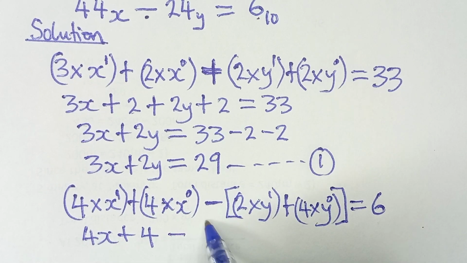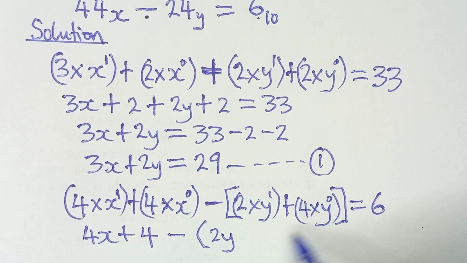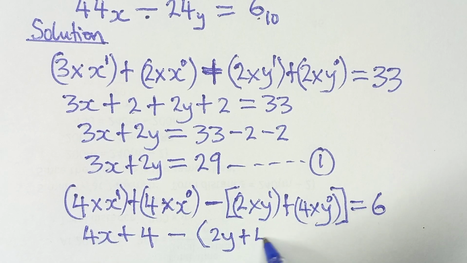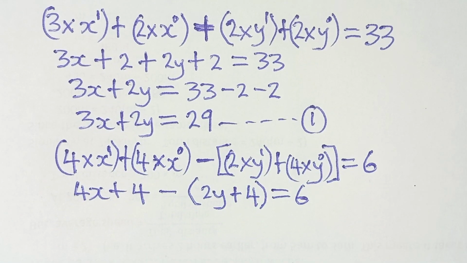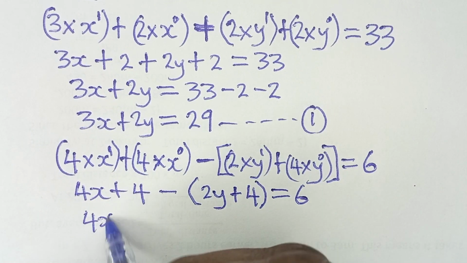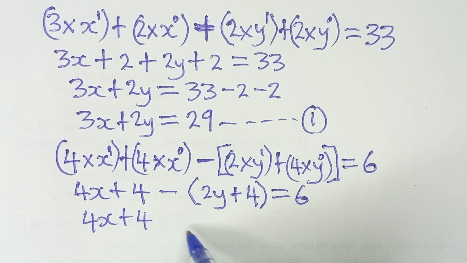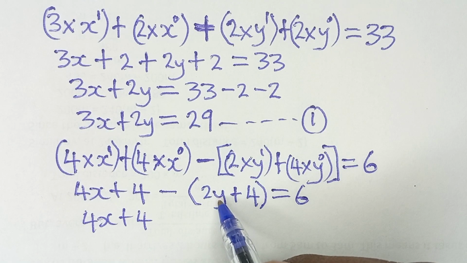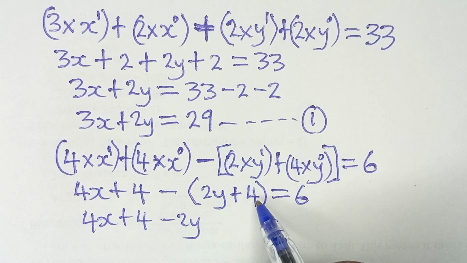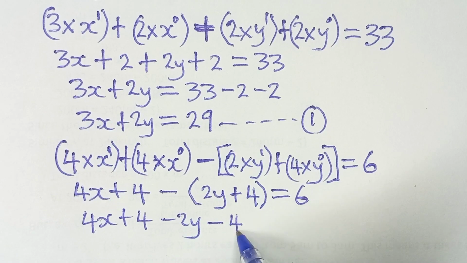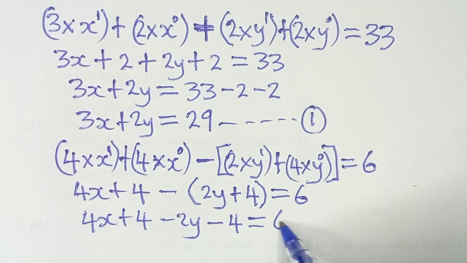And then minus 2y, that is what we'll have there, 2y, and then plus 4, because this y raised to power 0 is also 1. And that will be equal to 6 on the right hand side. So simplifying further now, we have 4x plus 4. This negative sign multiplied by 2y will give us negative 2y, and this negative sign multiplied by positive 4 will give us negative 4, and that will be equal to 6.